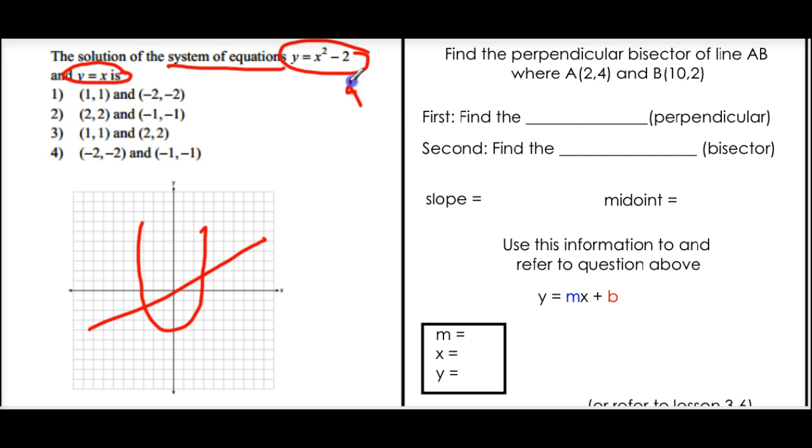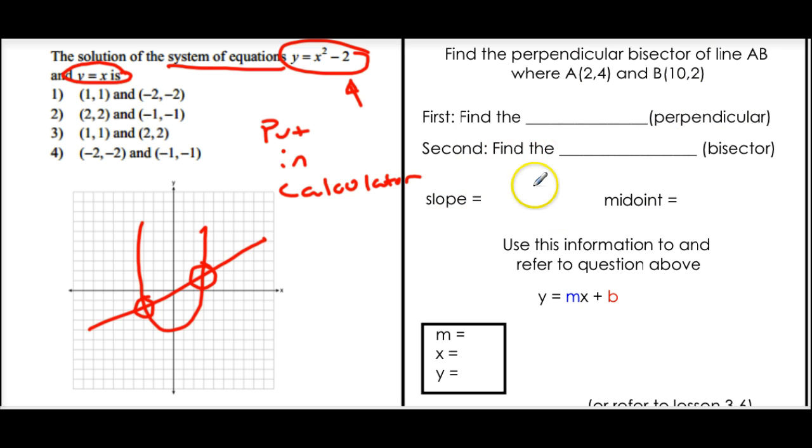This is your parabola. You know that because it has a square. And this is a straight line. The 2 points of intersection are your answers. So all you have to do is put it in the calculator. How easy is that? You should never get these wrong. Ever, ever, ever.